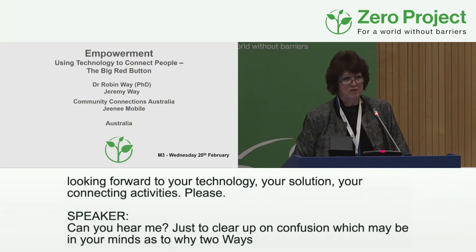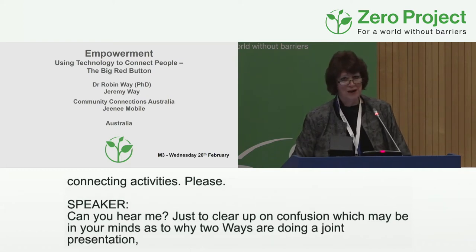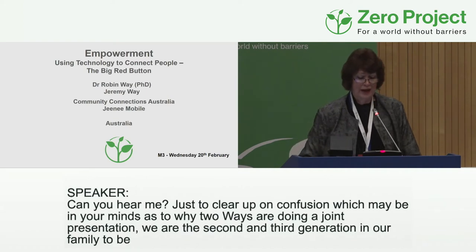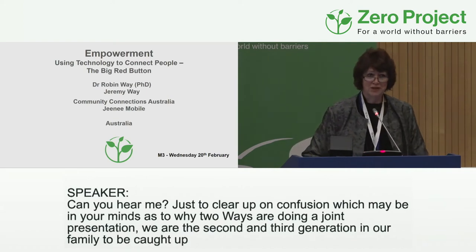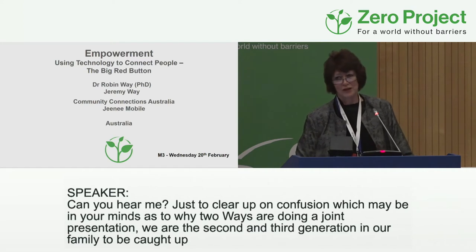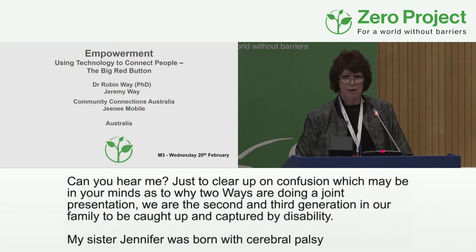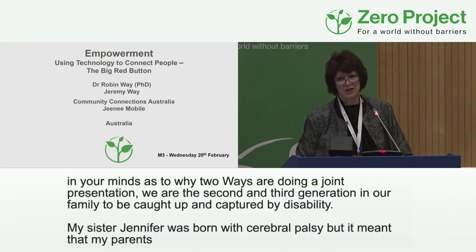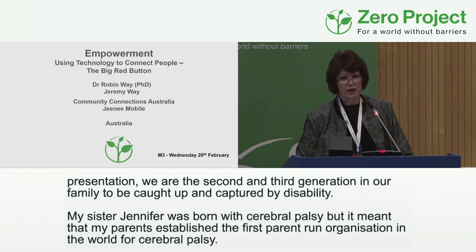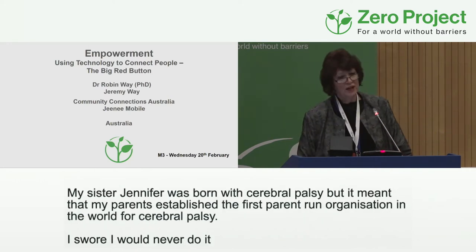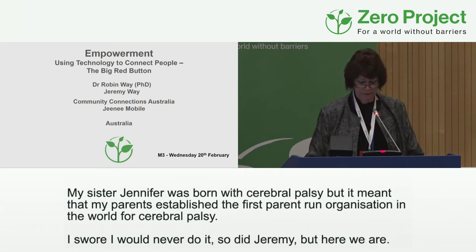We are the second and third generation in our family to be caught up and captured by disability. My sister Jennifer was born with cerebral palsy. That meant that my parents established the first parent-run organisation in the world for cerebral palsy. I swore I would never do it, so did Jeremy, but here we are. So let me tell you about what we're doing.